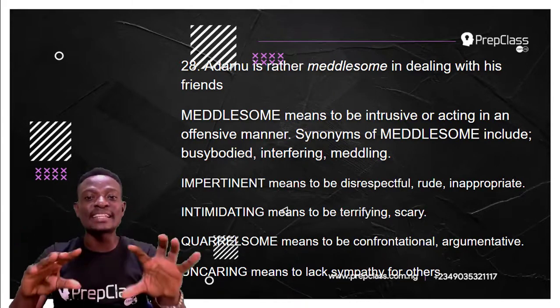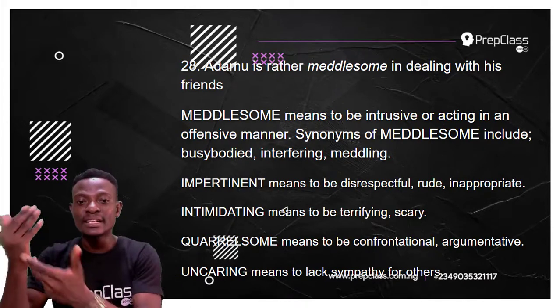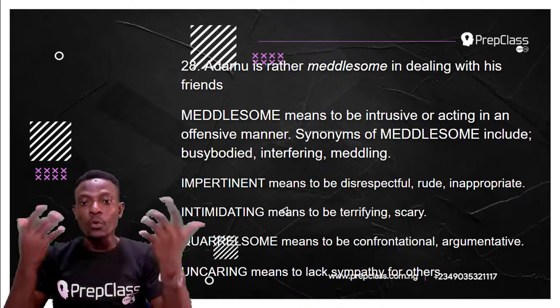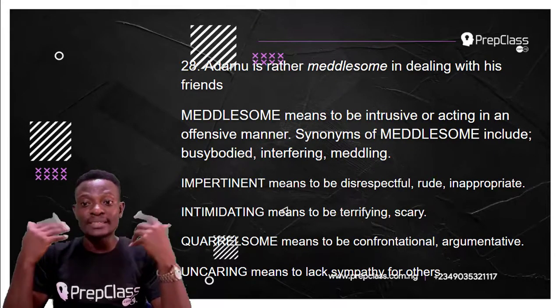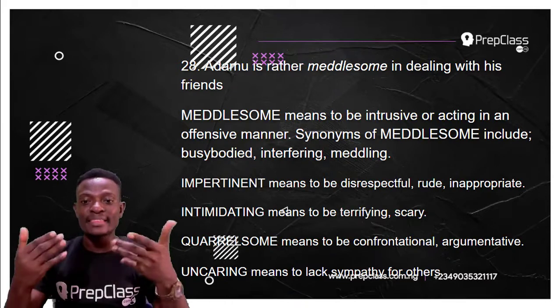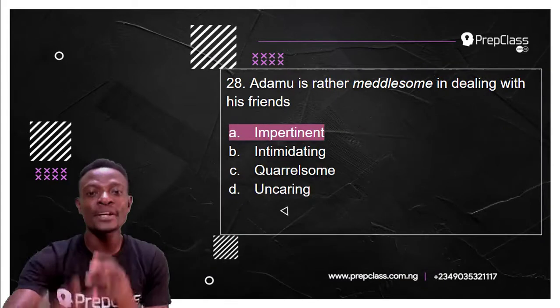Now, impertinent means to be disrespectful, rude, or inappropriate. Intimidating means to be terrifying or scary. Quarrelsome means to be confrontational, argumentative, like arguments. Uncaring means to lack sympathy for others. So the answer to this question is impertinent.